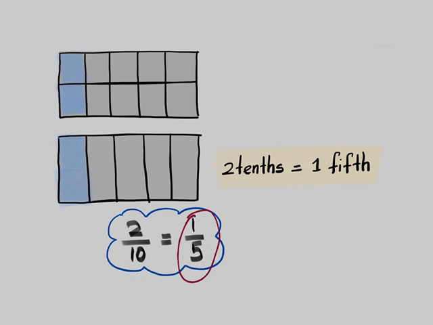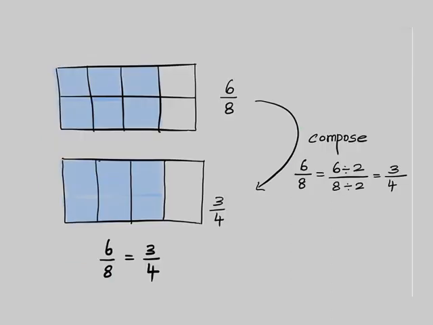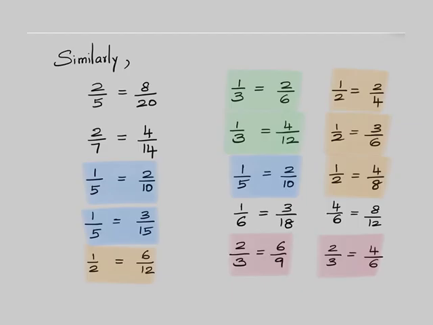One-fifth is an equivalent fraction of 2/10. 3/15 is composed into a larger unit, 1/5. 1/5 is an equivalent fraction for 3/15. These are some of the fractions that are equivalent.